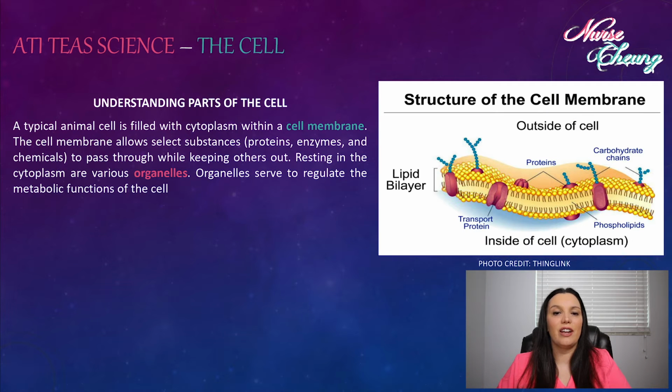To begin, we have to start understanding the parts of the cell. A typical animal cell is filled with cytoplasm within the cell membrane. The cell membrane allows select substances such as proteins, enzymes, and chemicals to pass through while keeping others out. Resting in the cytoplasm are various organelles. Organelles serve to regulate the metabolic functions for the cell.